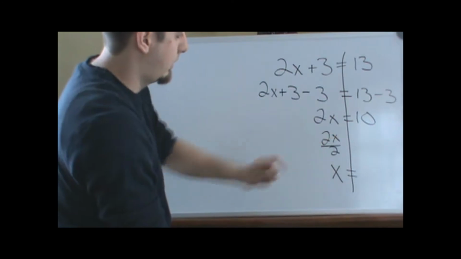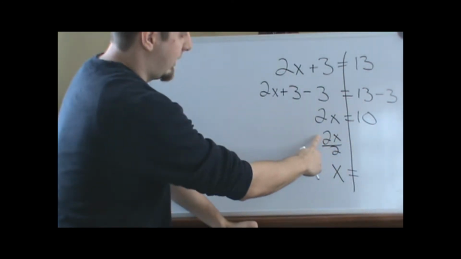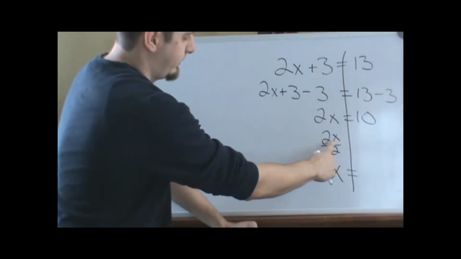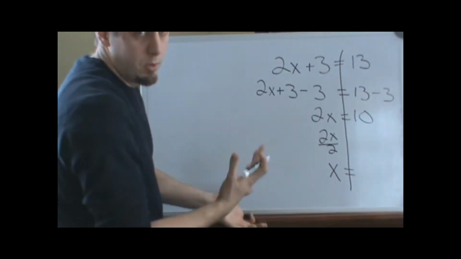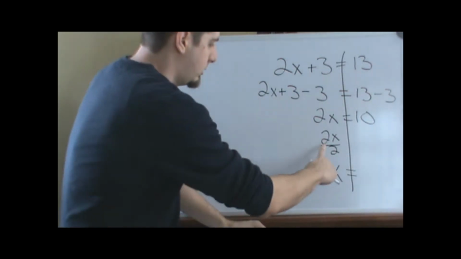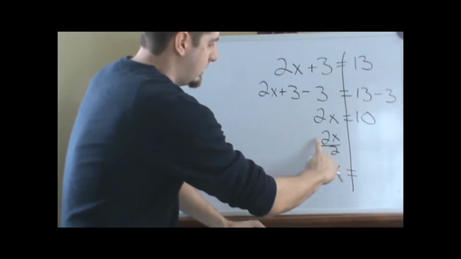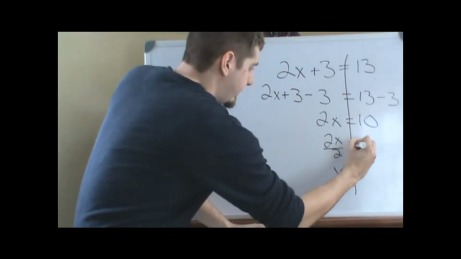You can put any number in there for x, such as 5. 2 times 5 is 10, divided by 2 is 5. Opposites always undo each other, they cancel each other out. So the dividing by 2 undid the multiplying by 2.